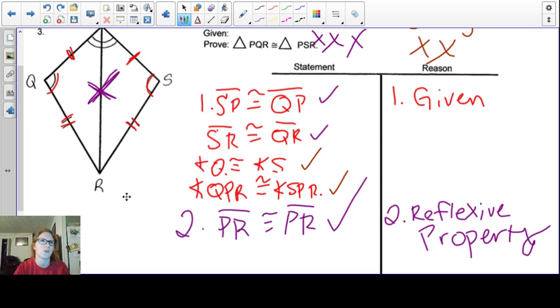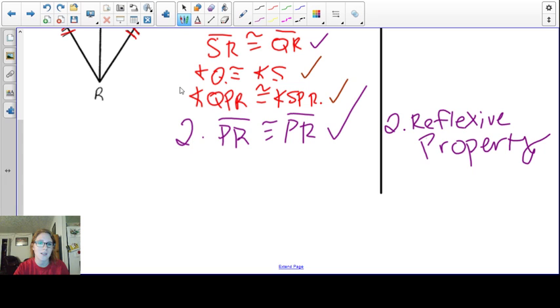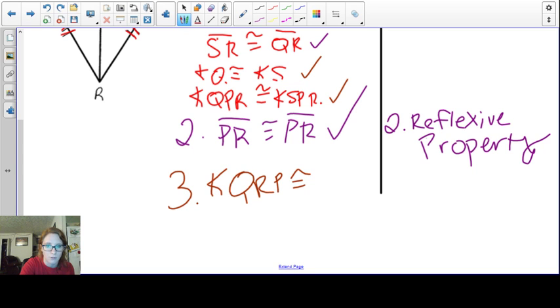I already know that 2 pieces of my triangle are congruent. So what that means is that the next part has to be congruent. So angle QRP is congruent to angle SRP based on that lovely theorem 4:1 that we have.